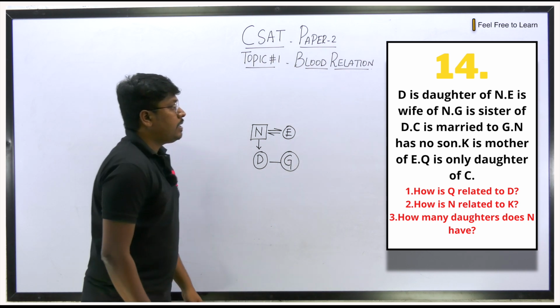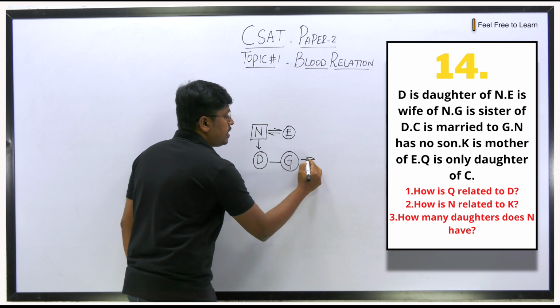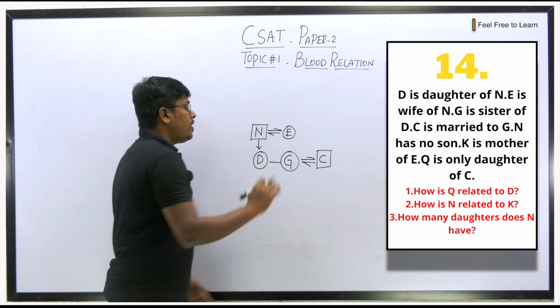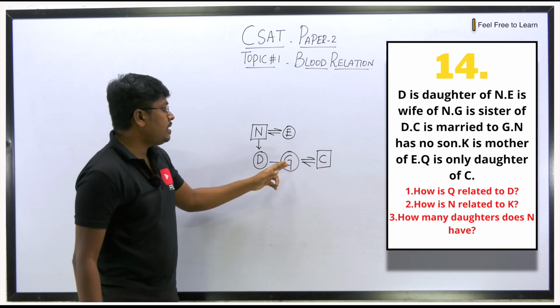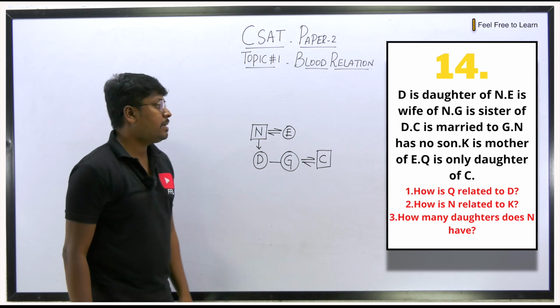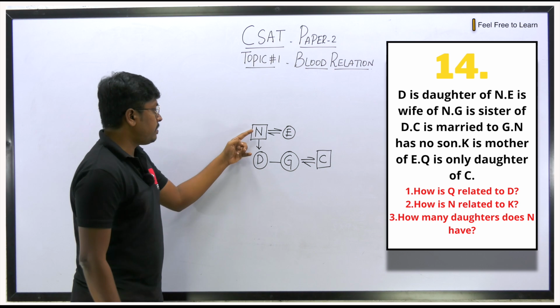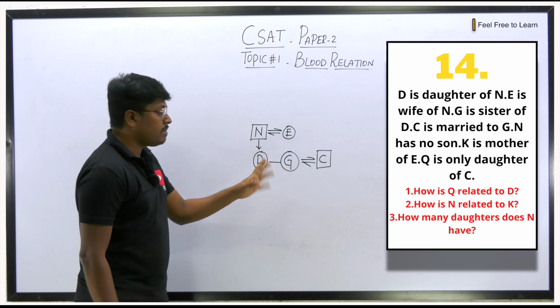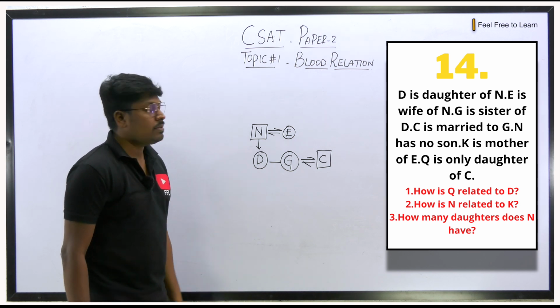Okay. Then C is married to G. Then we can say that the person C will be the male person, because we already know that the person G is female. So if C is married to G, then definitely C will be the male person. N has no son. So the person N does not have any son, right? We already know that both the persons are daughters, but they have given a point that N has no son. Got it?